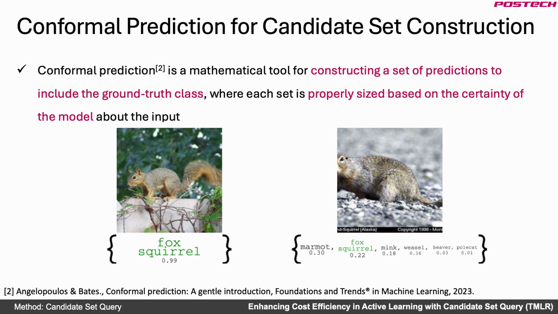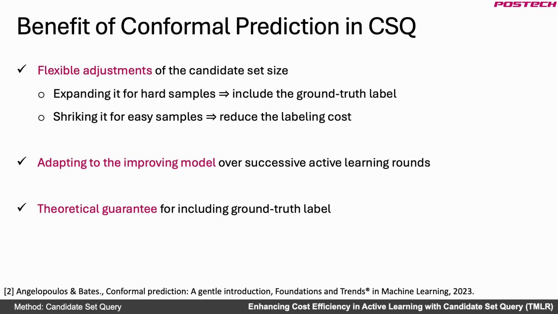For easy samples, the set is small. For harder ones, it expands. As can be seen in the figures, the model produces different conformal sets, though the 2 images share the same ground truth. This ensures flexibility, dynamically adjusting as the model improves through successive active learning rounds. It also comes with a theoretical guarantee to include the ground truth label, which we will discuss later.